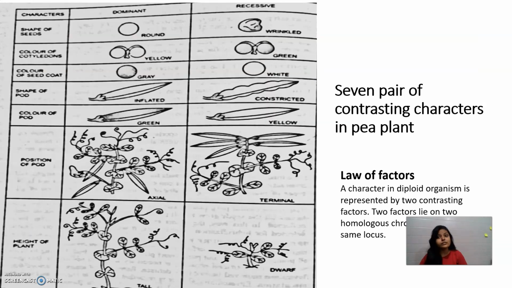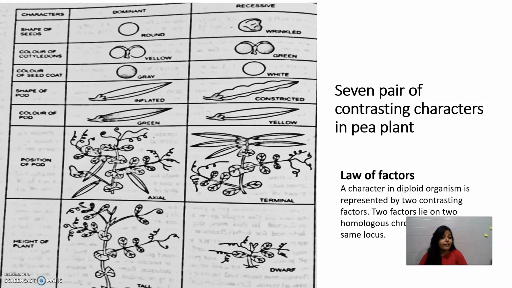Luckily he chose 7 characters of the pea plant which did not have any type of linkage or any effect of other genes on these characters. These characters were the shape and color of seeds, the color of the seed coat, shape of pod, color of pod, position of the pod, and the height of the plant.